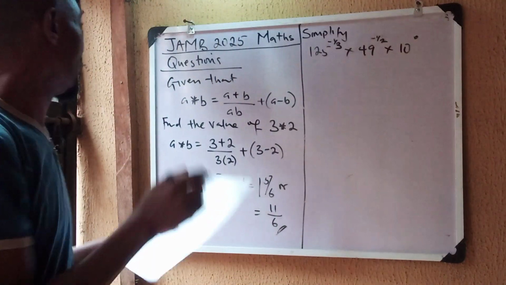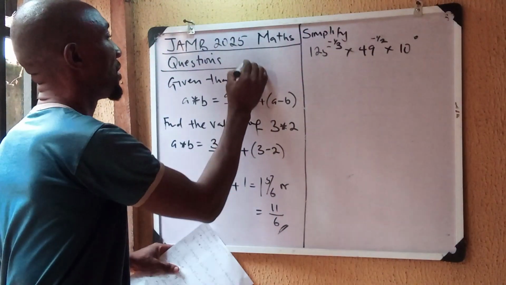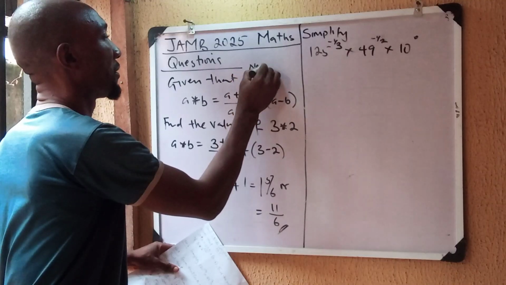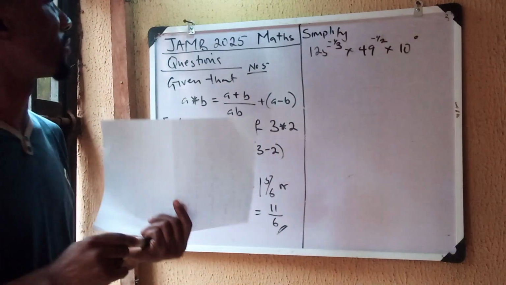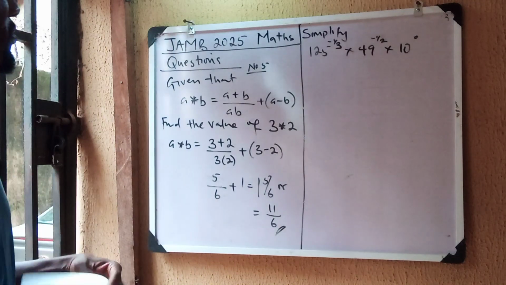This one is actually question number 5, and this other one is question number 6. Now, let's look at how we're going to solve this one.